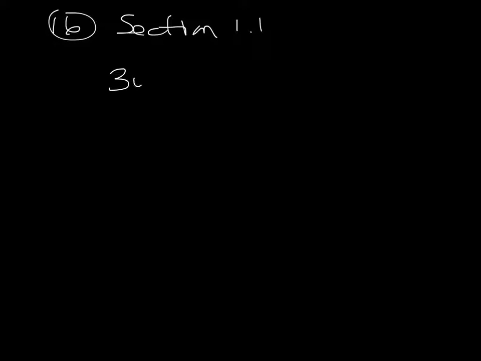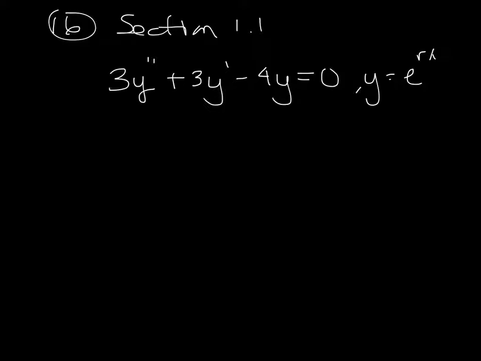So we have the differential equation 3y double prime plus 3y prime minus 4y equals 0, and we want to substitute y equals e to the rx into this given differential equation because we want to determine all the values of the constant r, right? So this is my constant. So let's go ahead and just substitute the function, the solution to this differential equation.